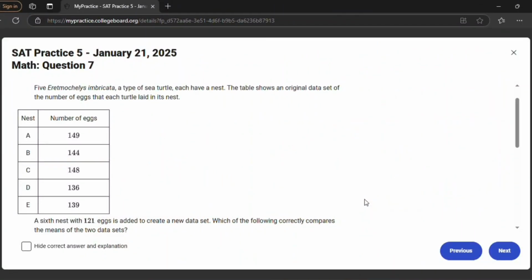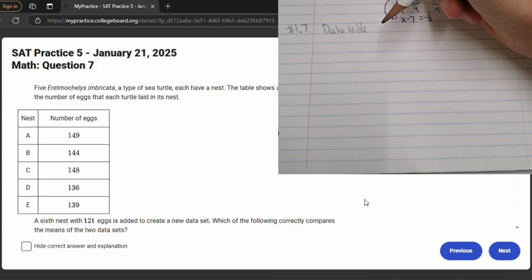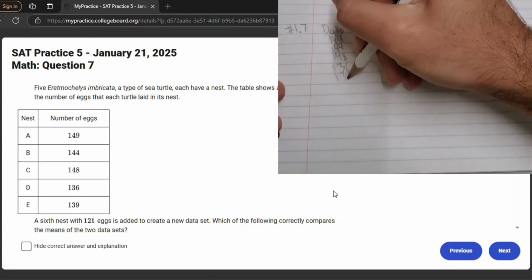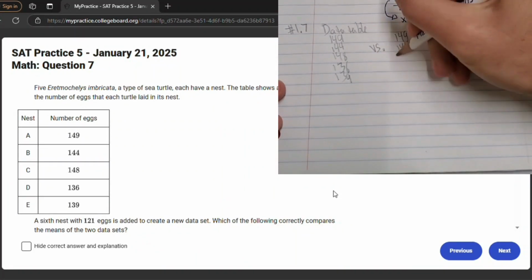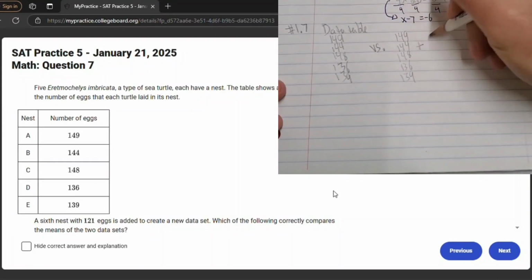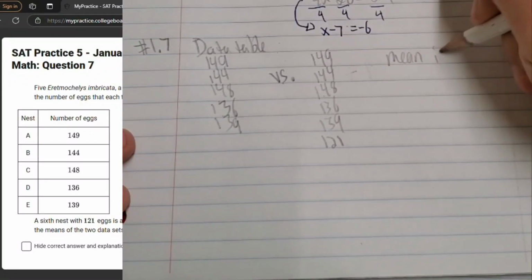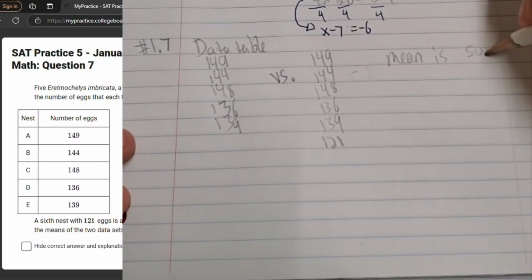Number 1.7, we have one data table, and they're telling us that we're going to make another data table by adding 121 as a new data point. So I annotated that as just a list of numbers, and I used the word versus because they do want me to compare the original data set versus the new one. I didn't do that in my paper. Maybe I should have written down original versus new. That would have been really helpful as well.